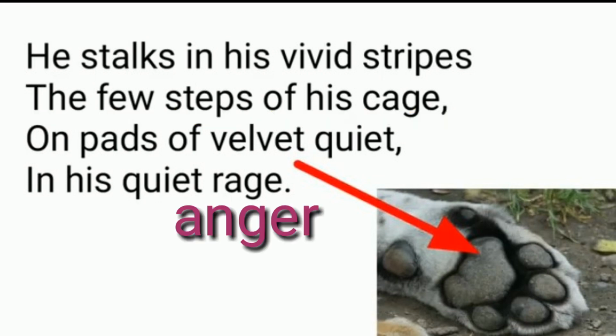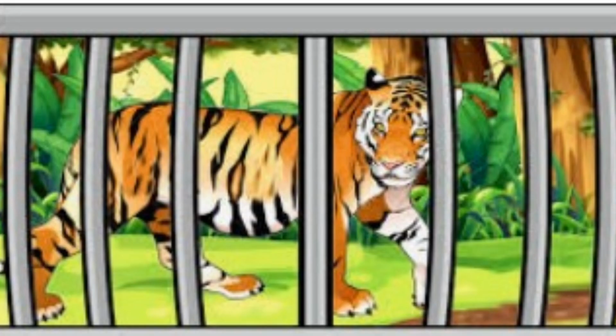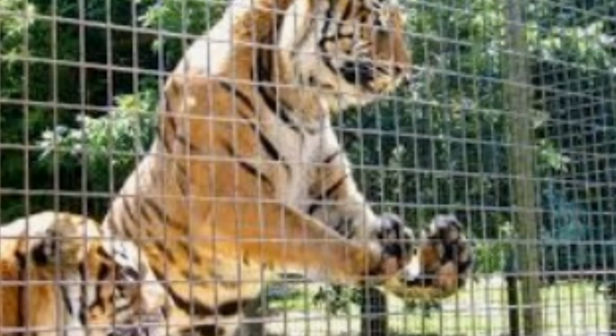Rage means anger. Here in the first stanza, the poet addresses as he. So who is he here? He is addressed to the tiger, children. The poet wants to say that the tiger that is confined or locked in the zoo moves around the cage under his bright colored skin, which has stripes on its body. He further says he only can take few steps because he is in a cage. The cage is very small. It is not easy to move in it.